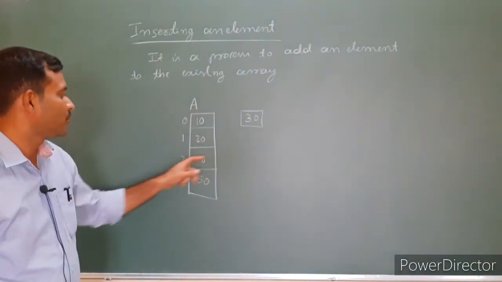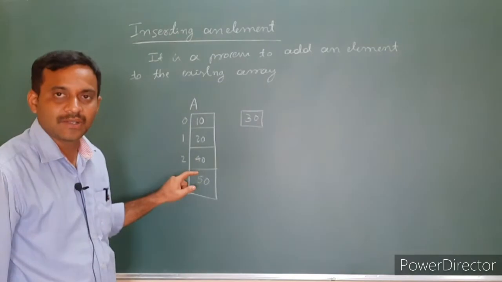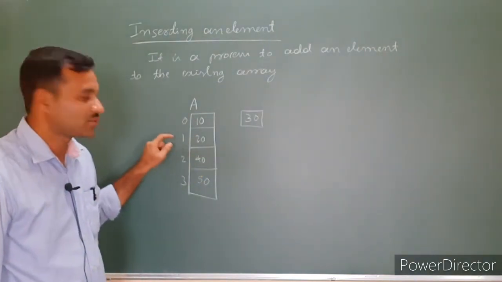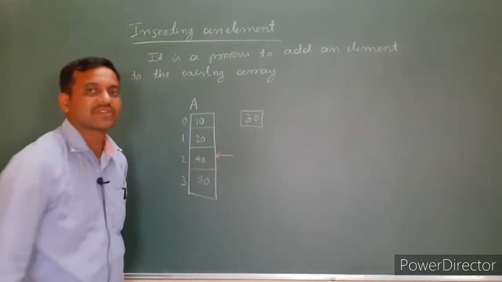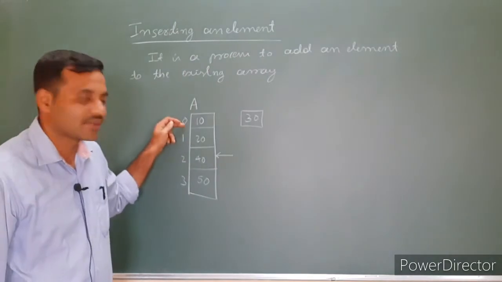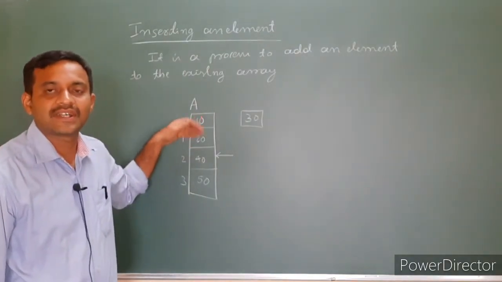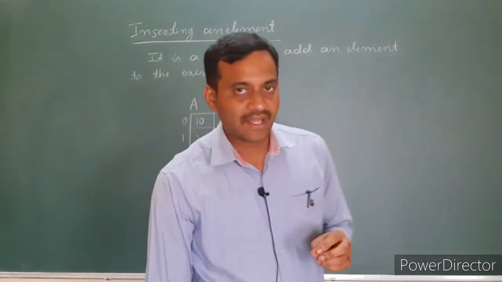30 is inserted at position 2, that is the third element. The third element means it is position 2. We have to insert an element in this position. How to insert an element in this position? We know that arrays always start from 0.